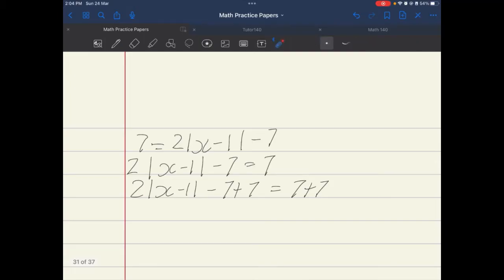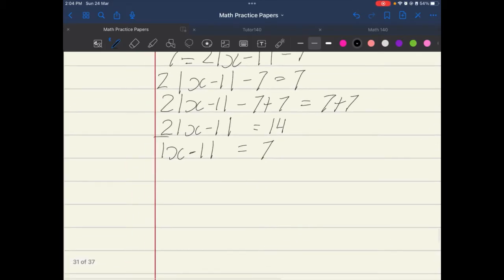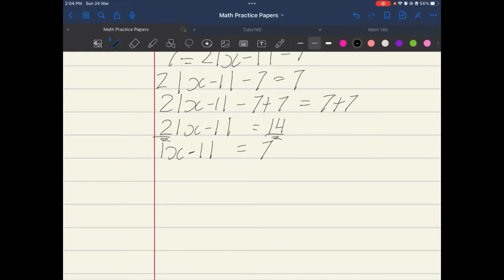The second thing we have to do is divide by this 2, so we get to isolate the absolute value. So we're left with absolute value of x minus 1 is equal to 7, because this would be 14 and we divide by 2. Let me write it out so y'all could see. That's 2 absolute value of x minus 1 equals 14, and when we divide by the 2, it became 7 again.